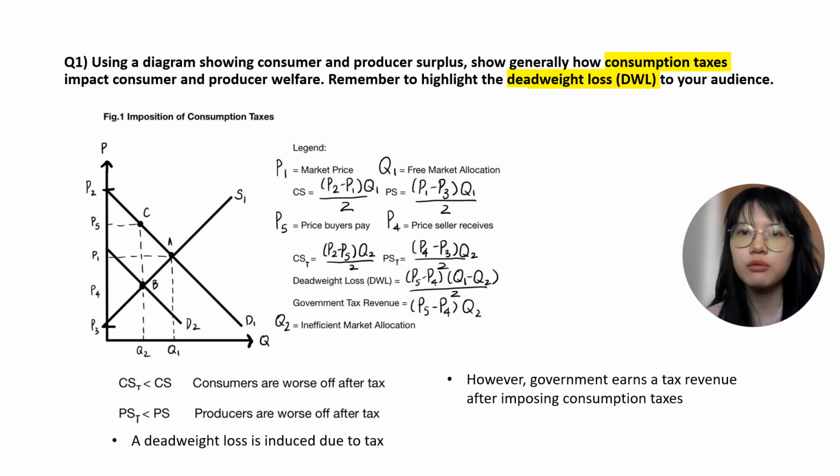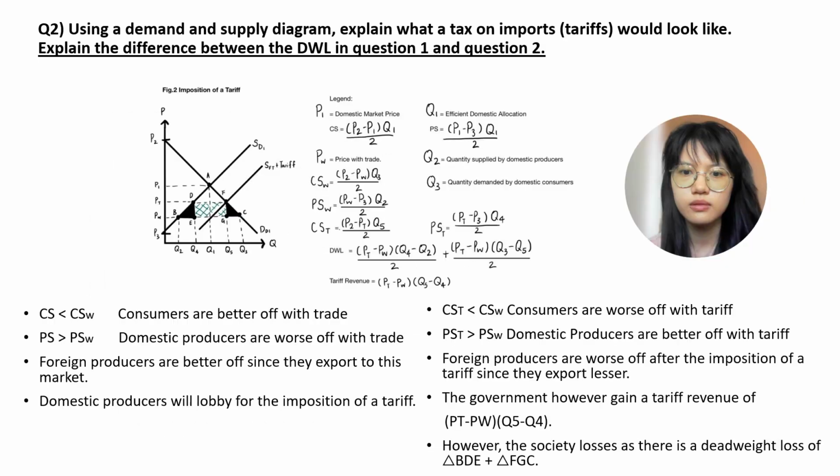In summary, we observe that CS with tax is smaller than CS, indicating that consumers are worse off after the tax. Similarly, PS with tax is smaller than PS, indicating that producers are also worse off. The presence of a deadweight loss signifies the inefficiency caused by the tax. However, it is also important to note that the government earns tax revenue as a result of imposing consumption taxes. So while consumers and producers may bear some burdens, the government gains revenue.